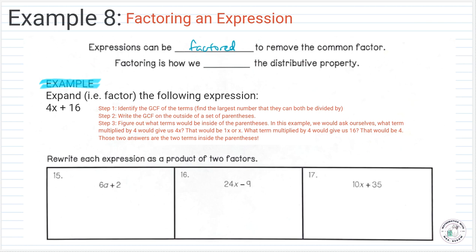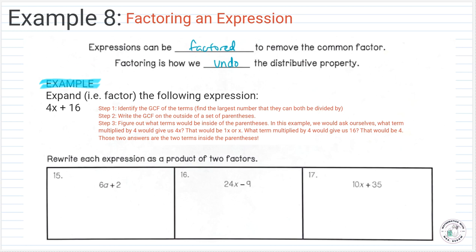So factoring is essentially how we undo the distributive property. That's one way that I tell my students to think about it. You're undoing the distributive property. Essentially, you're unsimplifying that expression. So to expand or factor, because sometimes they say to expand, you can also see the directions down here say it a little bit differently. Rewrite each expression as a product of 2 factors. They all mean the same thing. Factor, expand, you're undoing the distributive property.